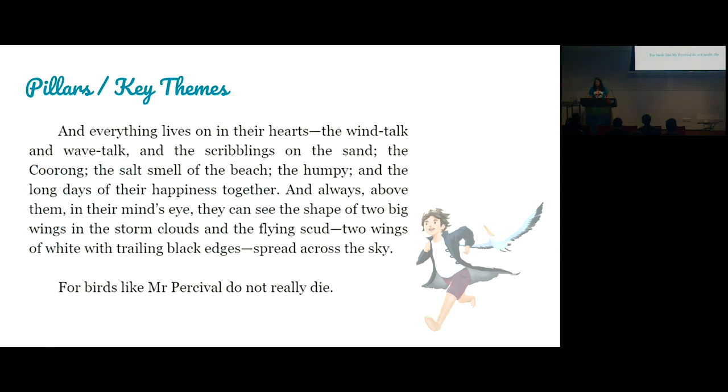So I chose to derive my focus from the closing sentiments of the book. To me, it was a book about grief, a book about lost loves and absent friends and how their memory allows them to live on, how Mr. Percival and all of those that have died aren't really lost, because they live on in our hearts and in our minds, and because of that, they do not really die.